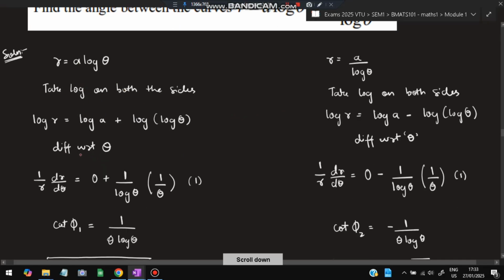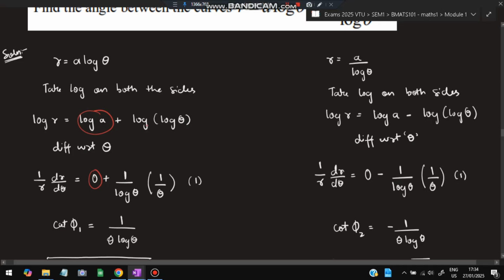Differentiate with respect to theta both the sides, this part also and this part also. When we differentiate with respect to theta, we will be getting log r. See, what is differentiation of log x? 1 by x, right? So since it is r here, it will become 1 by r. And since we are differentiating with respect to theta, and we have r as the variable here, we will be writing dr by d theta also. Same we will do here also. Log a is constant, so a constant's differentiation is 0.